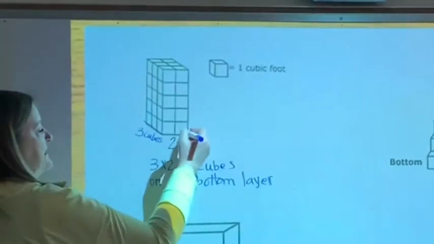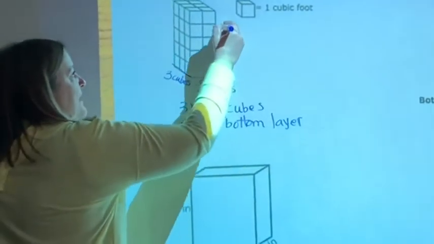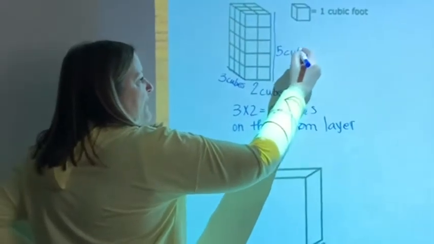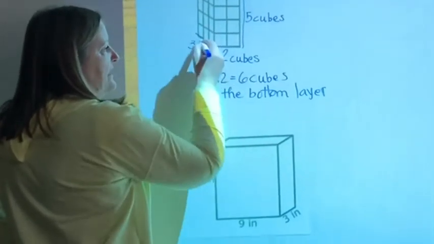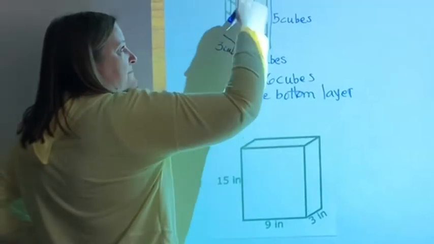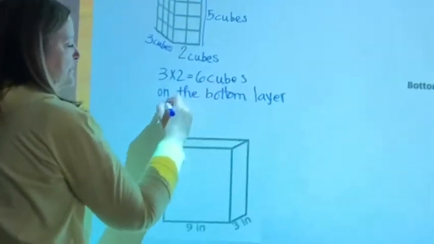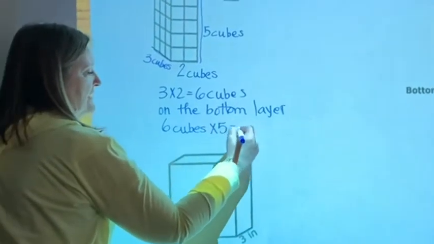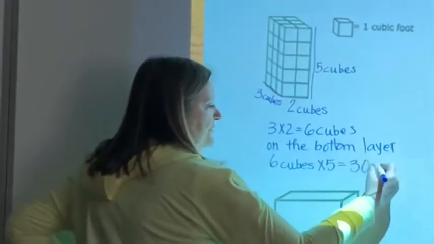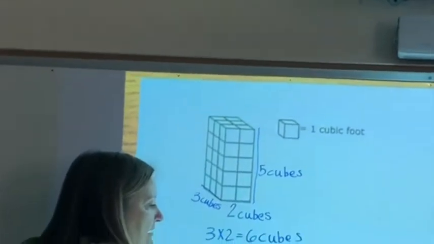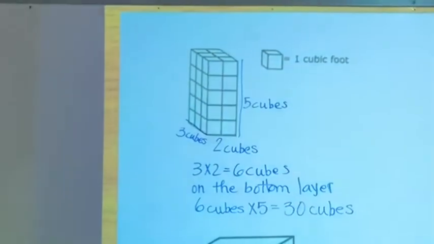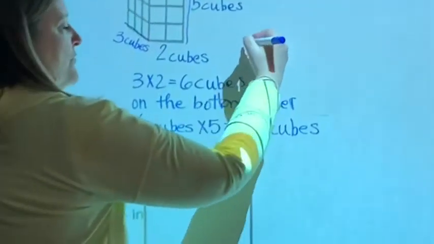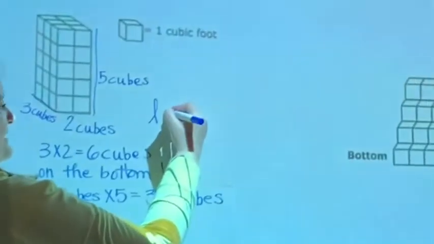Then we look at how many layers we have. We have 1, 2, 3, 4, 5 layers, or 5 cubes high. So we're going to take our bottom layer, times that by 5 different layers. So we're going to take our 6 cubes times 5 layers, and that's going to equal 30 cubes altogether.